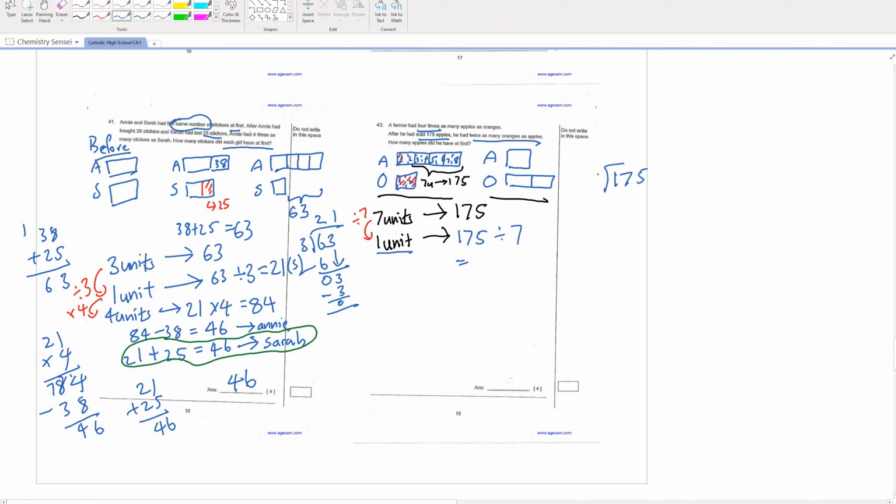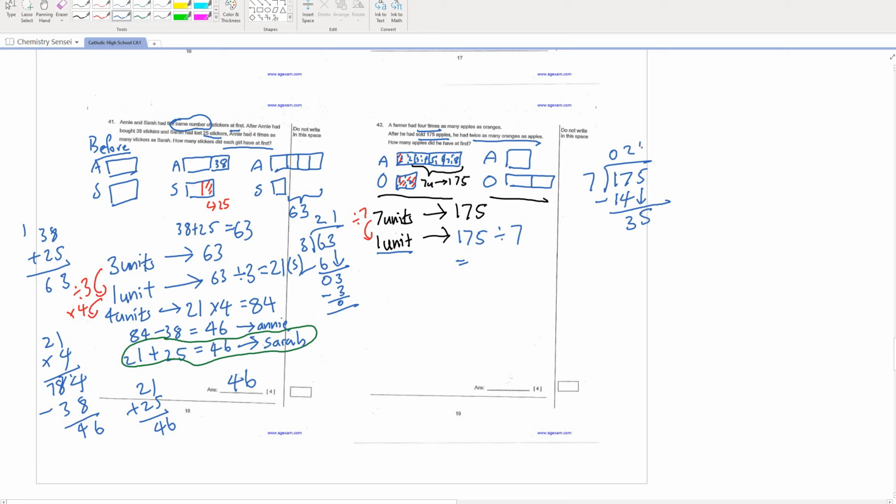175 divided by 7. 1 cannot be divided by 7, so we put a 0 over here. Next, 17. 7 times 2 is 14. So 7 minus 4 is 3. 1 minus 1 is 0. Then we bring down the 5.